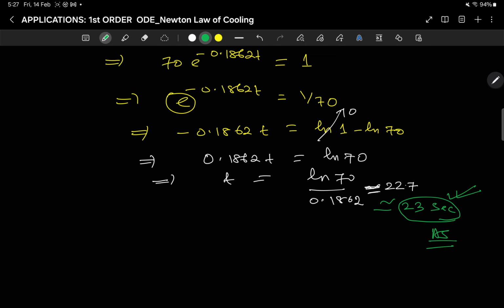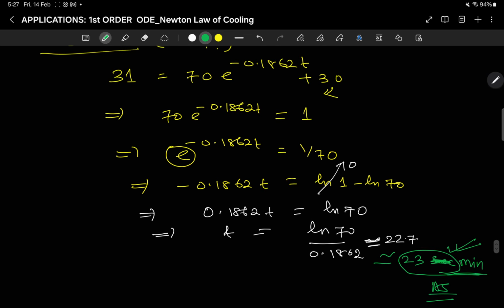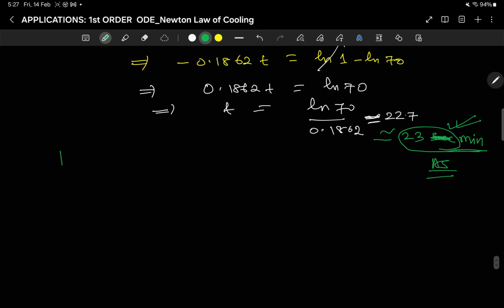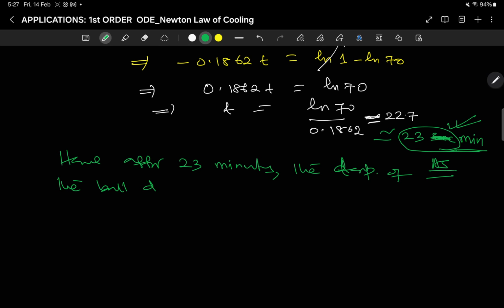The unit here is minutes. We have taken 23 minutes because the unit given for 3 is in minutes. So the answer is: after 23 minutes the temperature will drop down to 31 degrees centigrade. So therefore, after 23 minutes the temperature of the ball decreases to 31 degrees centigrade. Okay, coming to one more example.